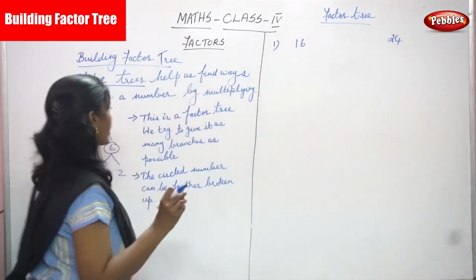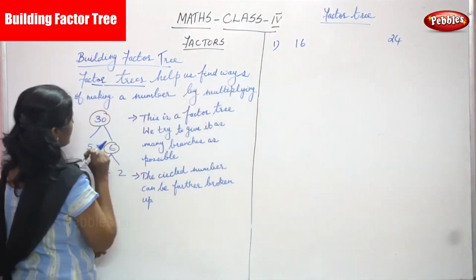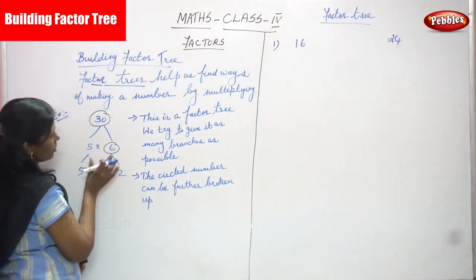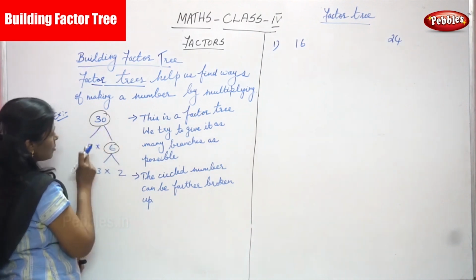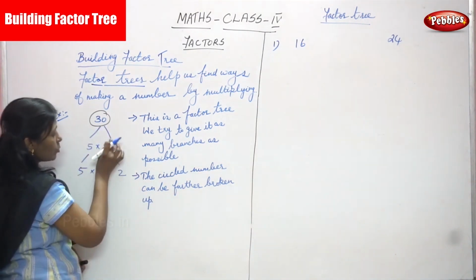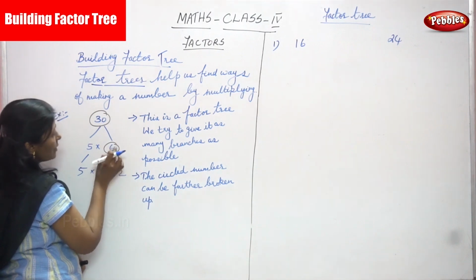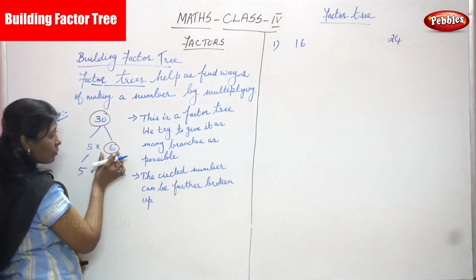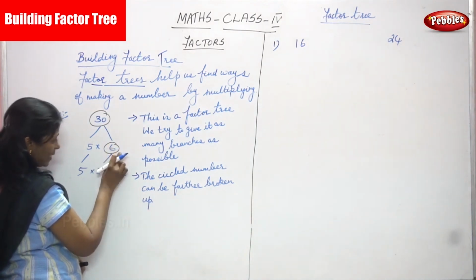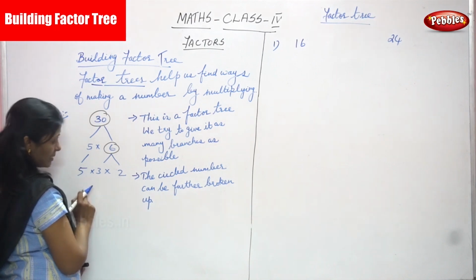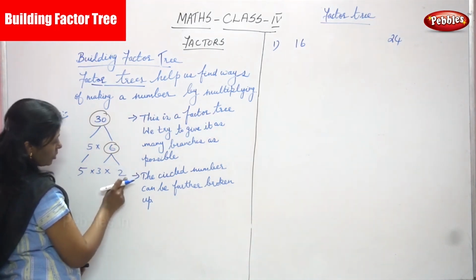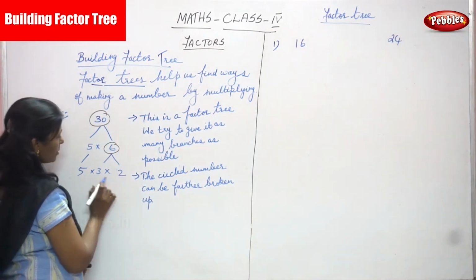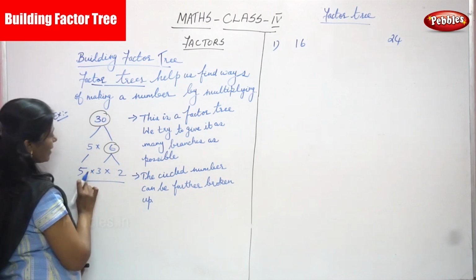So we are going to find the factor of 30. 30 is a number. First you have to multiply any two numbers that give 30. So 5 into 6 is 30. After that, you have to circle the number. 5 you write as it is, and you have to find the factor of 6. 3 into 2 you can get 6. If you take 2 into 1, the same number will come again, so no need to write it. You stop here. So the answer is 5 into 3 into 2.